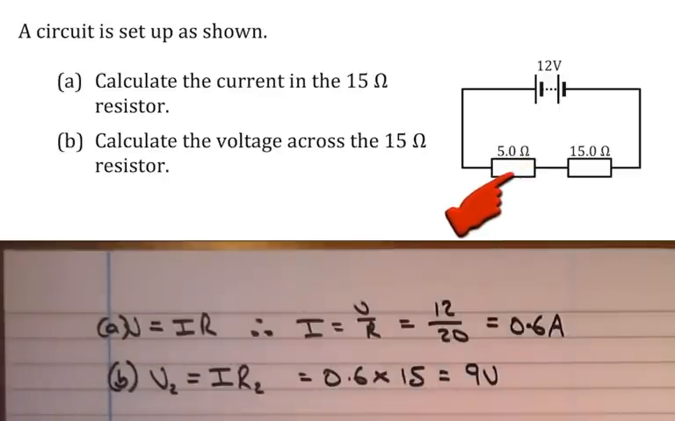Now, I could use this equation again if I wanted the voltage across the 5 ohm resistor, but I wouldn't need to. I would just take the 12 volts and subtract the 9 volts across the 15 ohm resistor. Of course, that would give me 3 volts across this one. There we go.